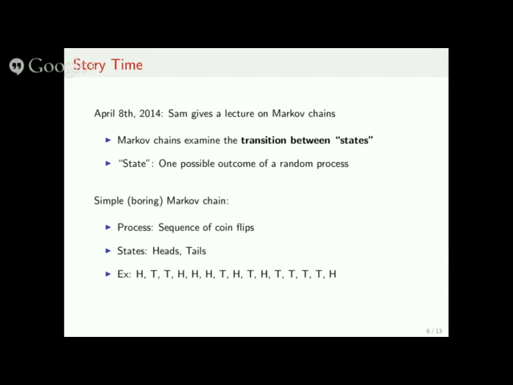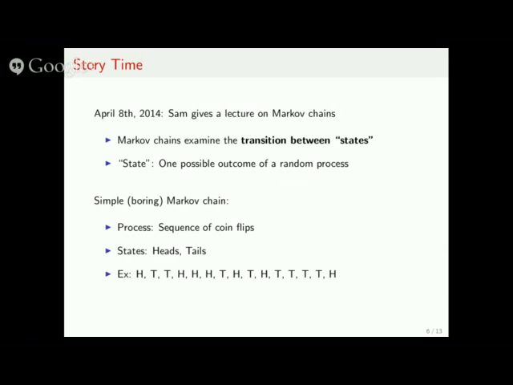Okay, so Markov chain. I'm not going to go into the nitty-gritty details, but basically we're interested in looking at the changes between states. So we're looking at the transitions between states and sometimes how long it takes for those transitions to occur, or what the probability of those transitions is. A state is just an outcome of a random process. So we can think of a really simple, boring Markov chain as a sequence of coin flips, where the states are heads and tails. The process looks like that: heads, tails, heads, whatever.